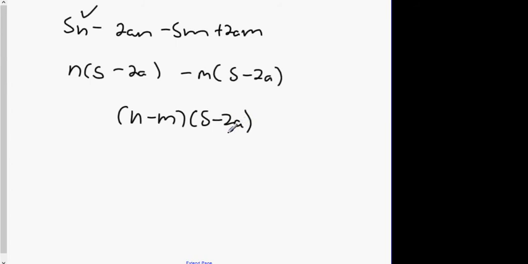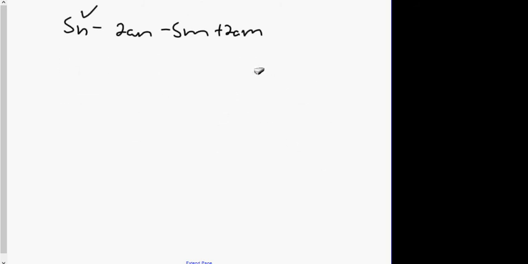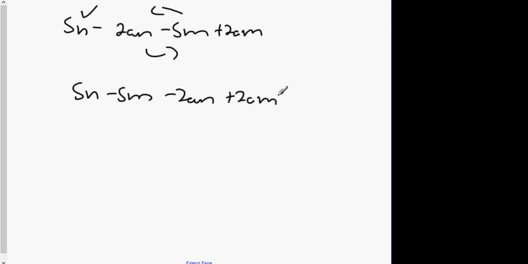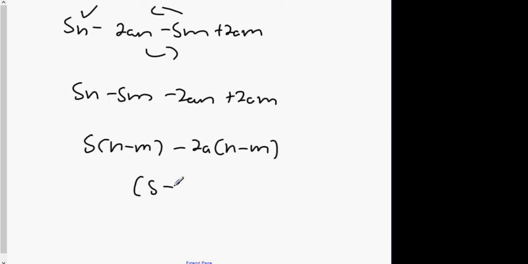Alright, another suggestion maybe, and I think one or two of you did this as well. You did a rearrangement, which is perfect. You brought the 5m and you just changed the two of them around. You said 5n minus 5m minus 2an plus 2am. You happy enough with that? And then you would have got 5 into n minus m minus 2a into n minus m. And you get the same answer. 5 minus 2a into n minus m.